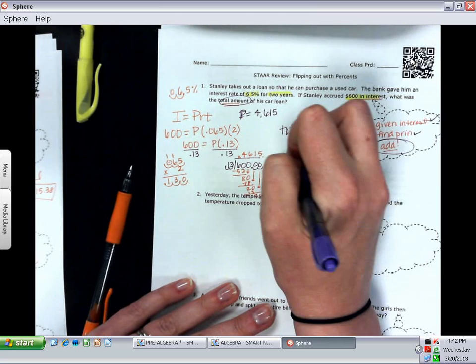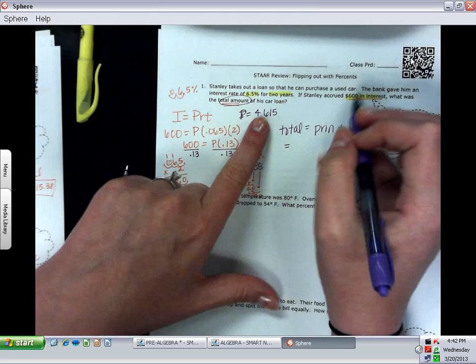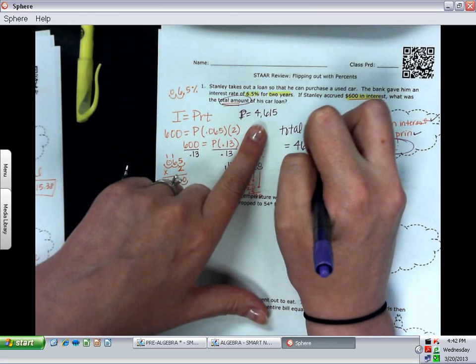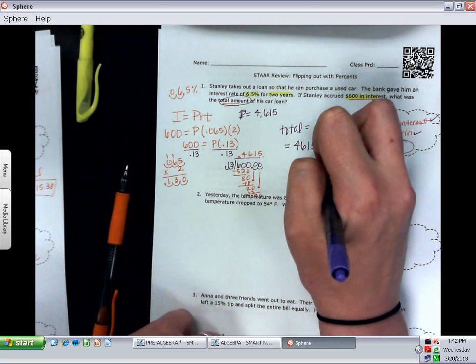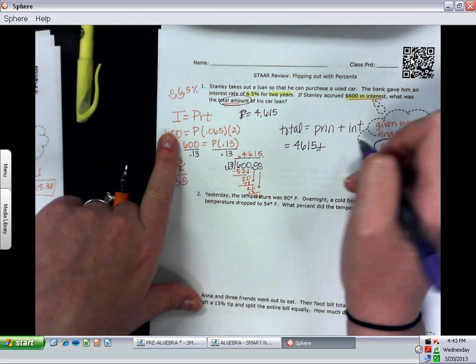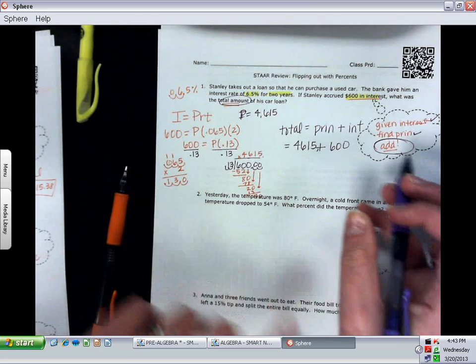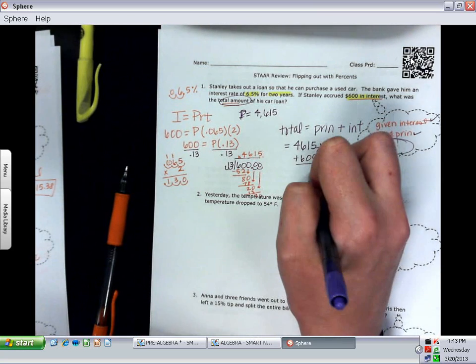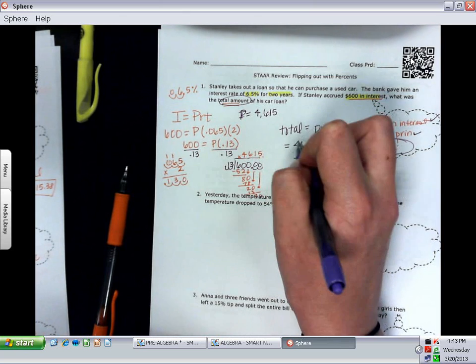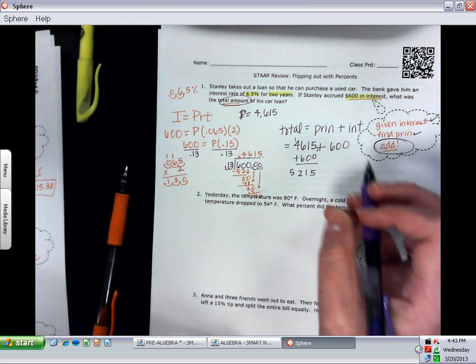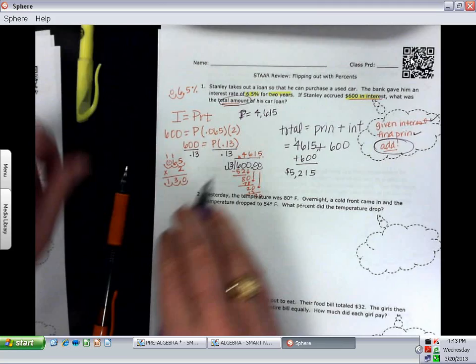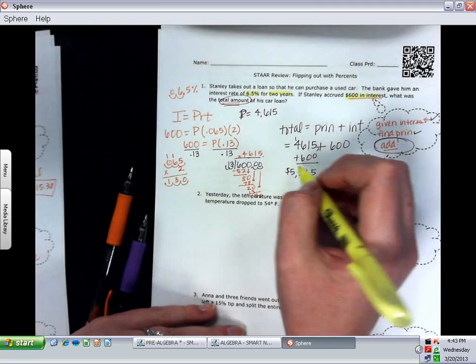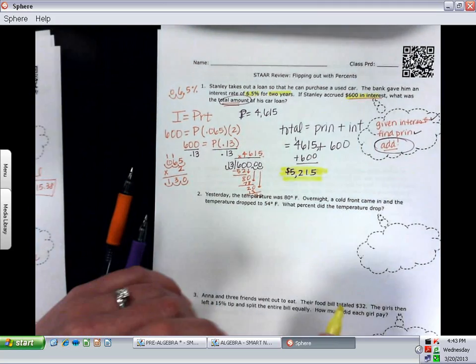So I know that my principal I just found was about $4,615 plus my interest that they told us was 600. So when I add those together, I get $5,215. So Stanley's total loan that he has to pay back is $5,215.